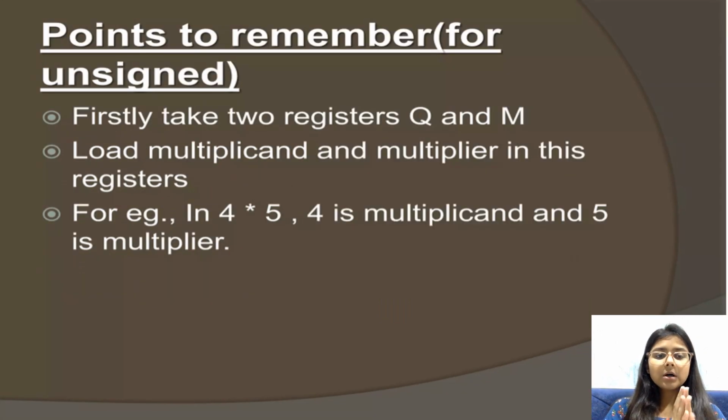Now, points to remember, these are for the unsigned integers. Okay, so firstly, we have two registers, Q and M, and these two registers load the values of the multiplicand and the multiplier. For example, if you want to multiply 4 with 5, then 4 is the multiplicand and 5 is your multiplier. So these two values will be stored in Q and M.